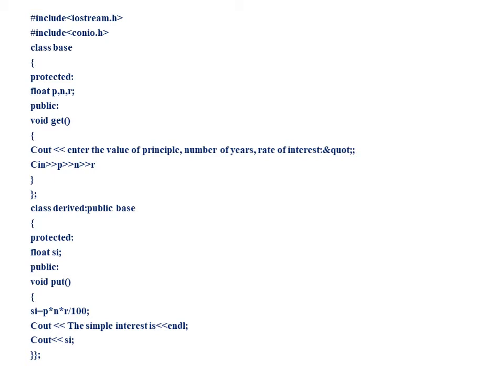Here again, I am calculating only the simple interest by using the values which I have read using the base class in the void get function. Now we'll go for the main.